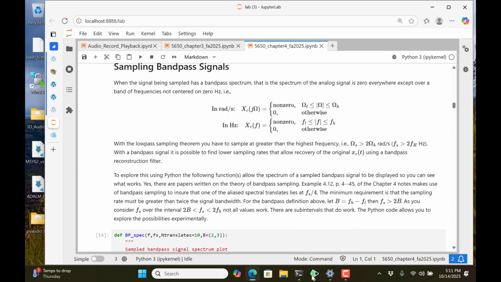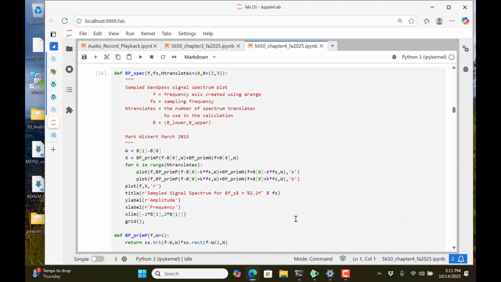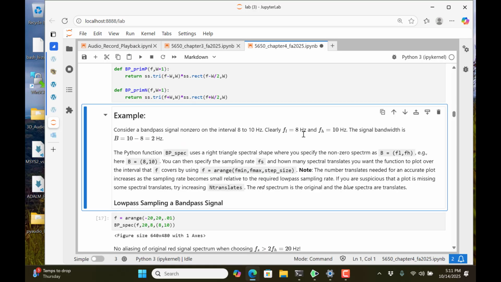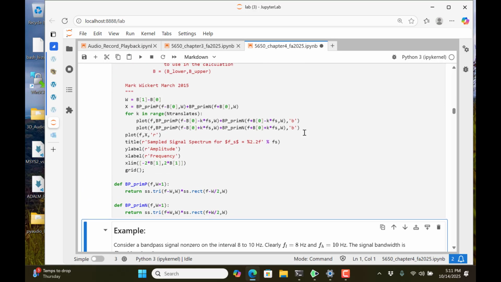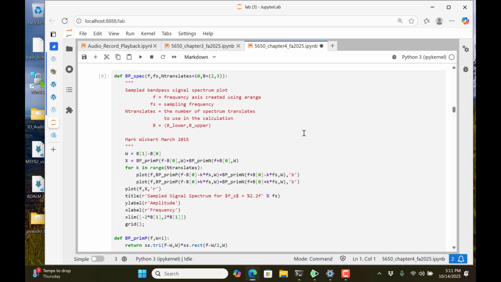So I wrote a little helper function here, and this was similar in idea to what I described last week, saying I would write a helper function to help you draw pictures for the homework. I haven't actually done that yet, but maybe I'll work on that while you're doing the exam. But it's similar in idea to this. It's not exactly this thing, but this is a function that allows you to plot spectral translates and show what goes on if you're not sampling at a high enough rate. And it's designed for bandpass spectra.